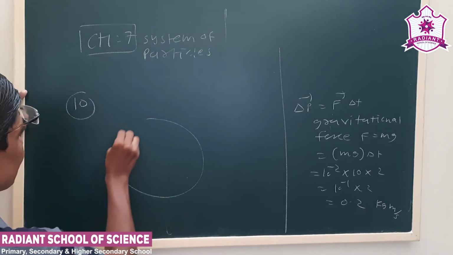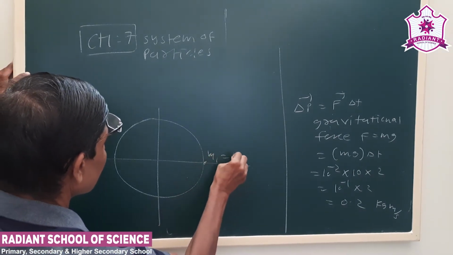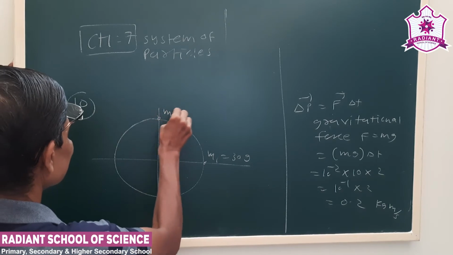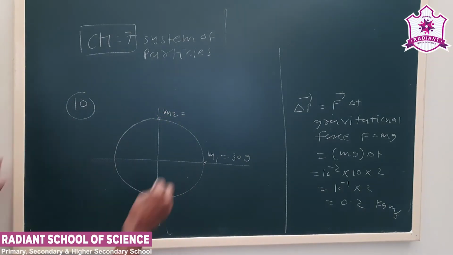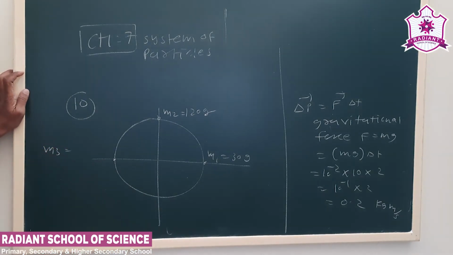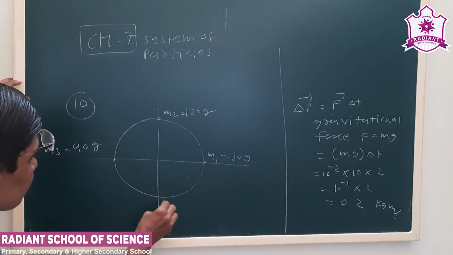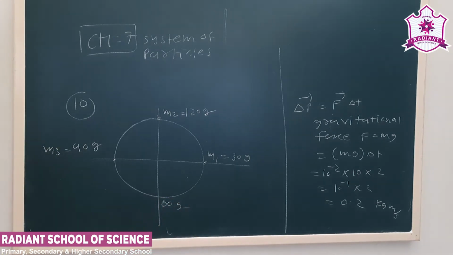Now let us say this is a dial of a clock. Now see, mass M1 is 30 gram, M2 is 120 gram, M3 is given as 90 gram, and 60 gram. Okay, now see the radius is 10 centimeter.